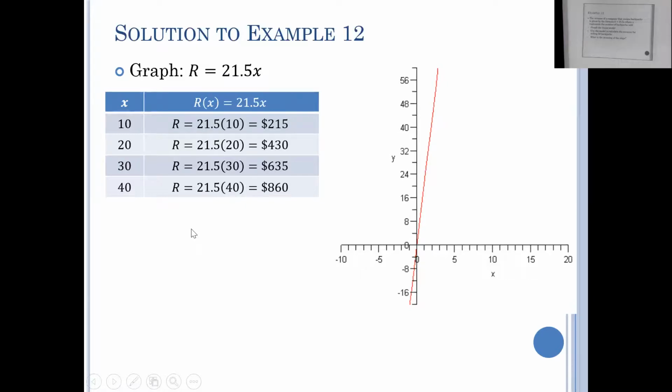So what happens is if we put 10 in the formula, 21.5 times 10 is $215. If I plug 20 into the formula, 21.5 times 20 is $430. If I plug in 30 times my 21.5, it's $635. And then last, if I plug in 40, I get $860.